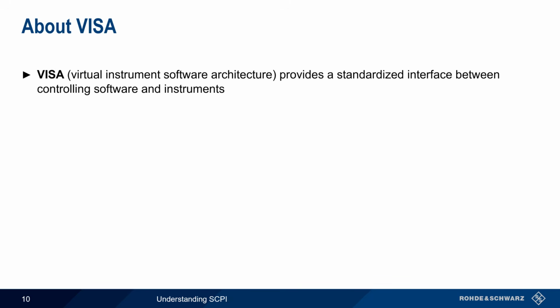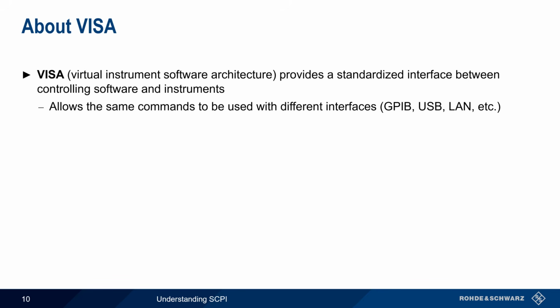The first step is installing VISA on the controlling PC. VISA, or Virtual Instrument Software Architecture, provides a standardized interface between controlling software and test and measurement instruments. The advantage of using VISA is that by abstracting this interface, the same commands can be used regardless of physical interface, such as GPIB, LAN, USB, etc.